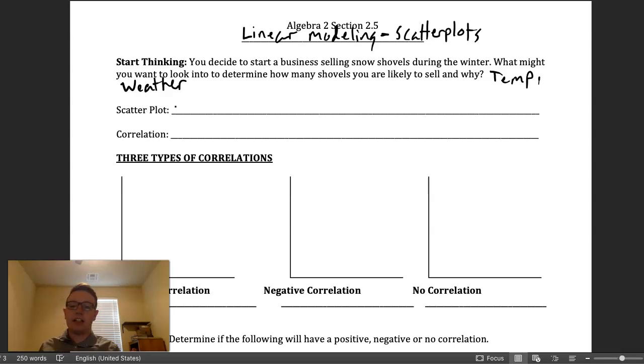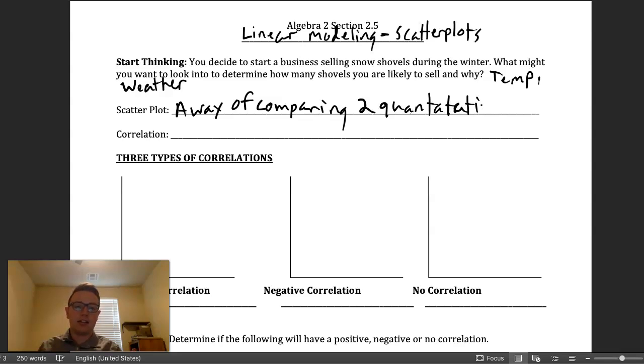All a scatter plot is, is a way of comparing two quantitative variables. And so what this means is we can look at two different things and see whether or not they have some sort of correlation. What's a correlation?